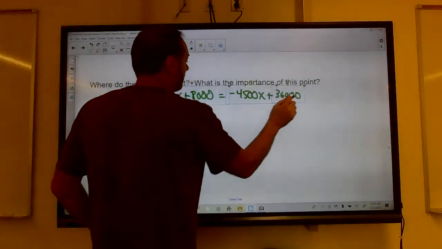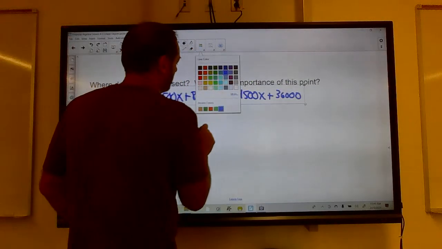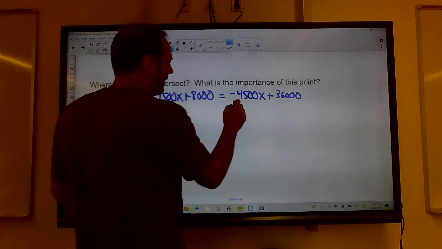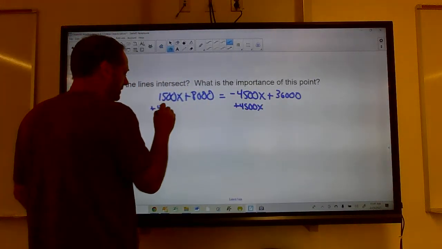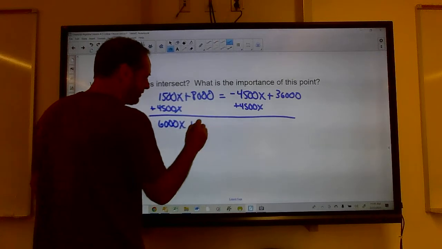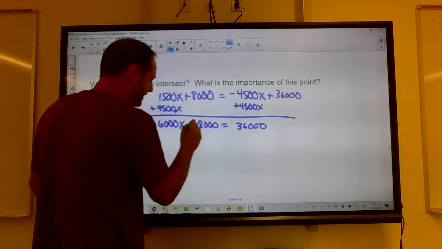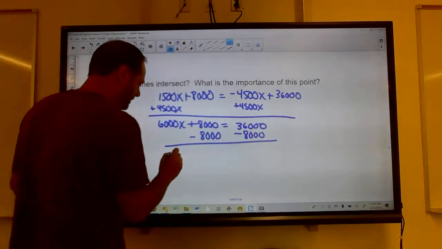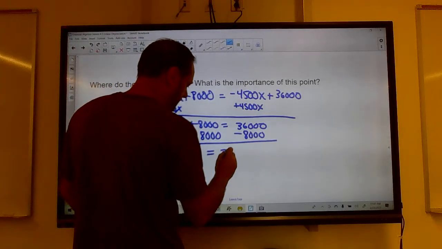Okay, this is how you're going to find the value exactly. You're going to solve this. So how would I solve this? Well, I'd combine my like terms. So I'm going to add 4,500x to both sides. That's going to give me 6,000x plus 8,000 equals 36,000. Then I'm going to subtract the 8,000 from both sides. And I'll get 6,000x is going to equal 28,000.